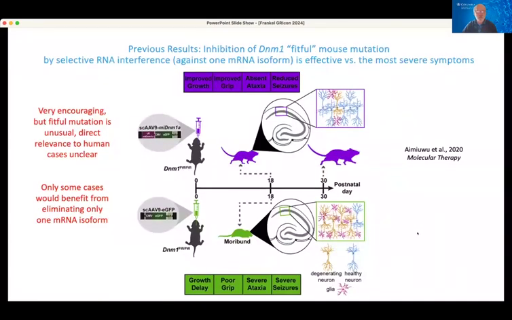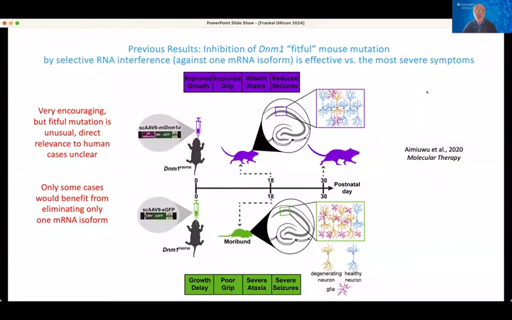Now, previously, we published work on a DNM1 mutation called FITFL that we found some years ago at Jackson Lab when I was there. We used a selective RNA interference, or RNAi approach, delivered by AAV, and we showed it was effective against the most severe symptoms. So untreated mice have significant growth delay, they're not strong, they wobble with ataxia, and they have severe lethal seizures by the 3rd week of age in mouse. There's also some cellular pathology. With a single dose, we were able to eliminate most of these severe symptoms. The mice have very mild features afterwards.